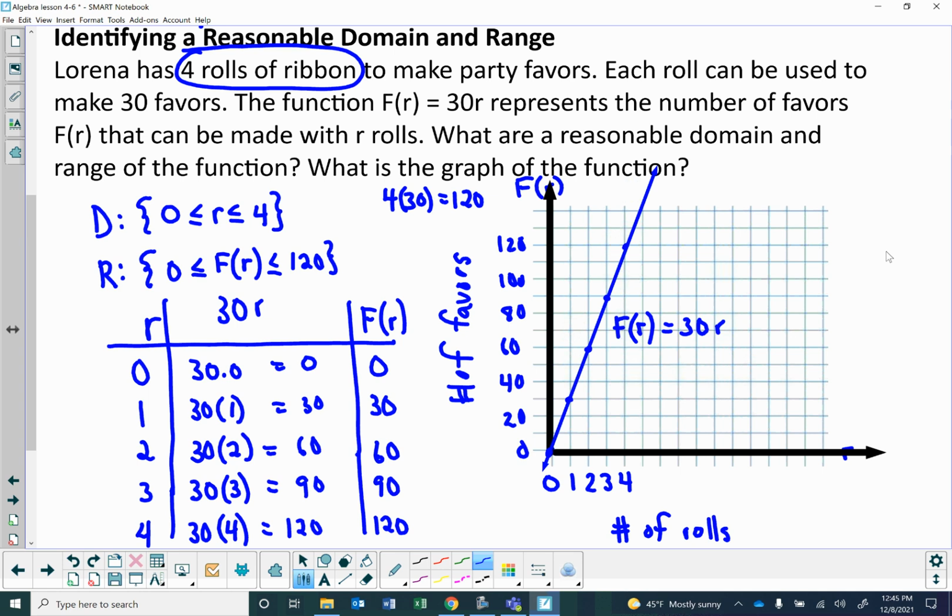So that's a real-world relationship in which, of course, since we know we can't have less than 0 rolls, we didn't need to use any quadrant other than quadrant 1.